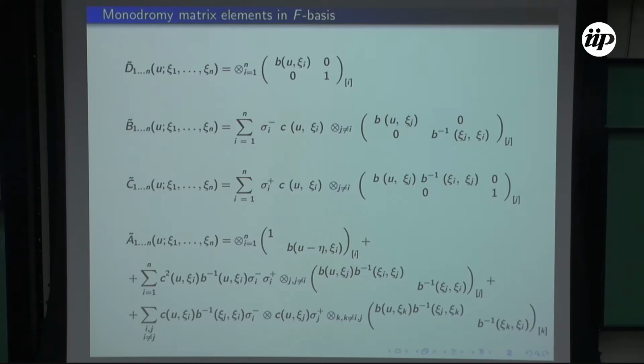And then, okay, A has a bit more complicated structure. There is a diagonal part. There is a diagonally dressed part where the sigma plus and the sigma minus act on the same site. And there is a third term where you have actually three parts: a sigma minus on site i, a sigma plus on site j, and this is diagonally dressed. But because of this, we can perform this computation in this basis, and then it's pretty doable. So let's do it.